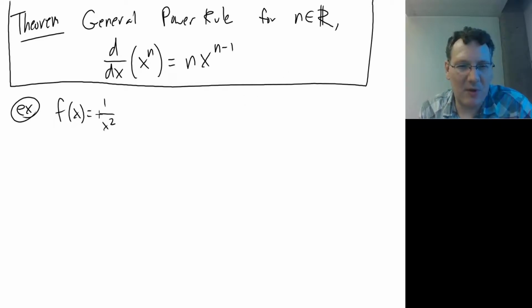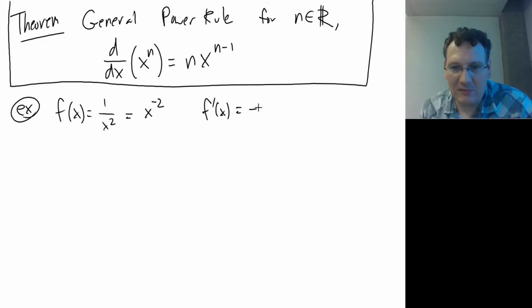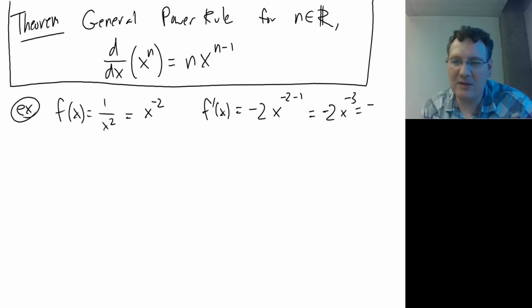For example, if we had f of x equals 1 over x squared, we can write that using an exponent, which would be x to the minus 2, right? And so f prime of x would be minus 2 x to the minus 2 minus 1. So it's going to be minus 2 x to the minus 3, which we could also write as minus 2 over x to the 3rd. So that's the power rule for a negative exponent.